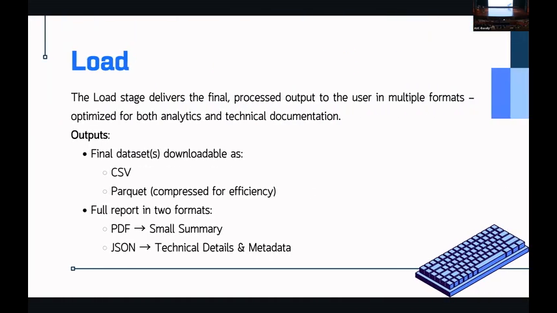Okay, so we have the data, but the user wants to download the data. Maybe they want to put it into an external program. So here the user has mainly 2 options. They can either download it as CSV, they can also download it as Parquet. In addition to this, they can also download a report.